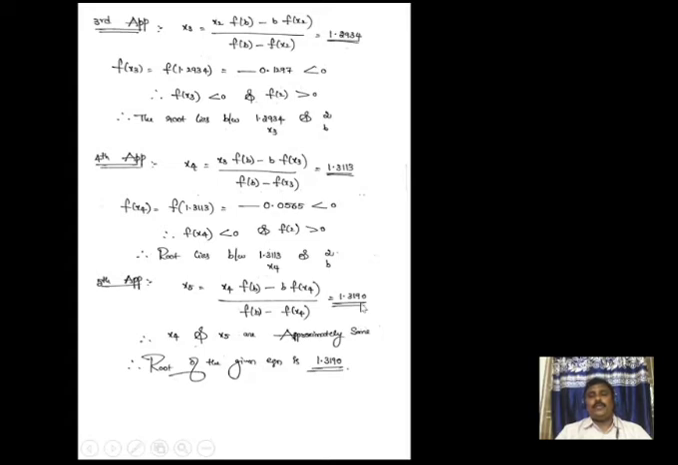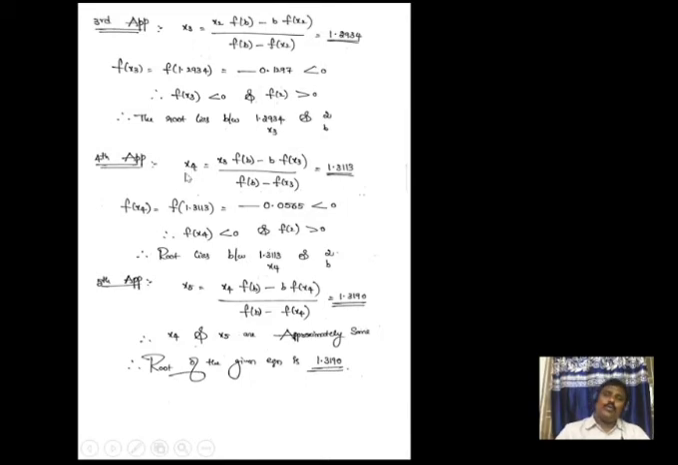I have 1.31. So I should not go for another iteration. Why? Because I can see here x4 and x5 are approximately the same. So I should stop the process. So x4 is 1.31 and x5 is also 1.31. Therefore the root for the given equation is 1.31.